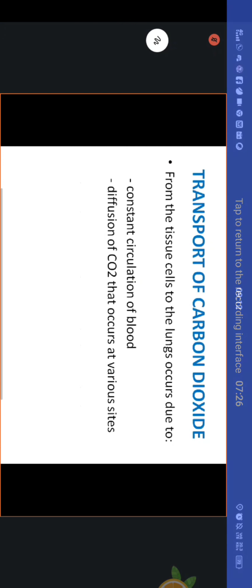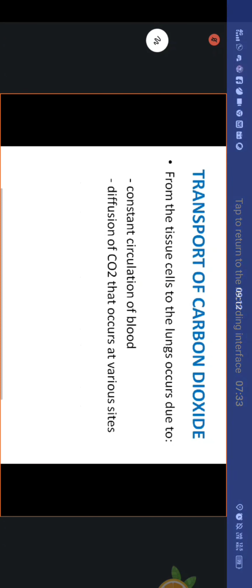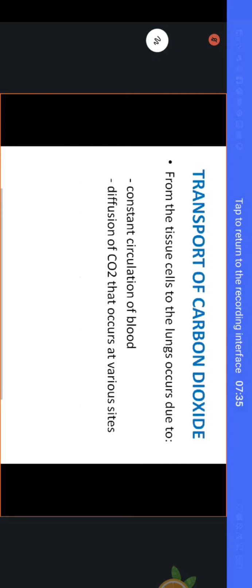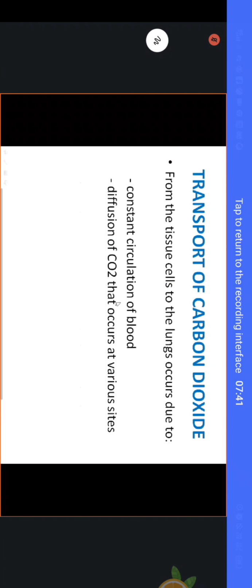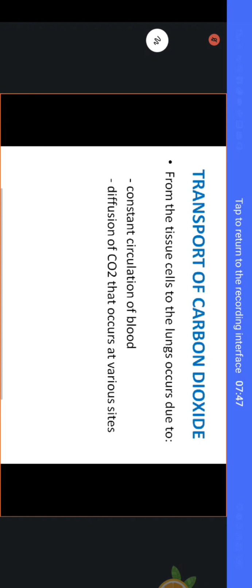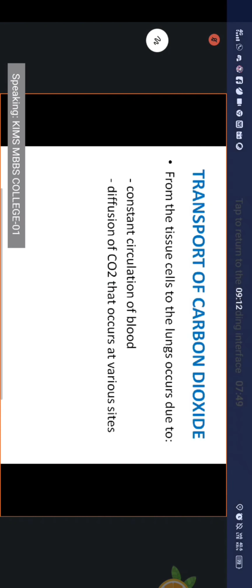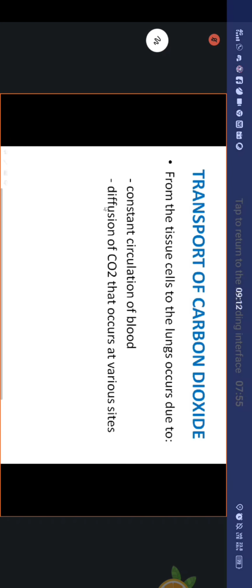So today in class we are discussing the transport of carbon dioxide. For a continuous transport of carbon dioxide from tissue level to the lungs, it usually requires different mechanisms. One is that constant circulation of blood is required. If there is circulatory failure, what will happen? Carbon dioxide will accumulate in the tissues only. It cannot be carried to the lungs. Similarly, from cells, it should enter circulation.